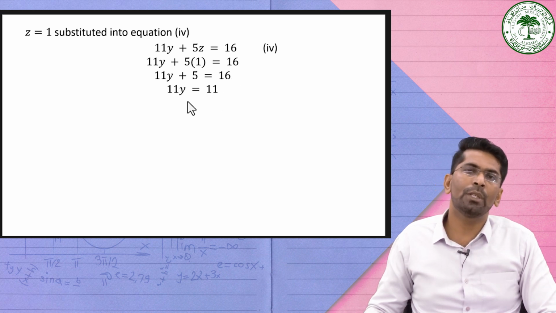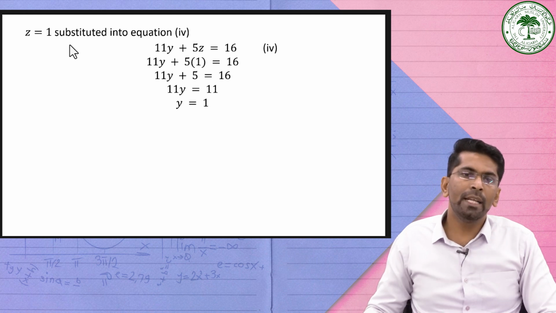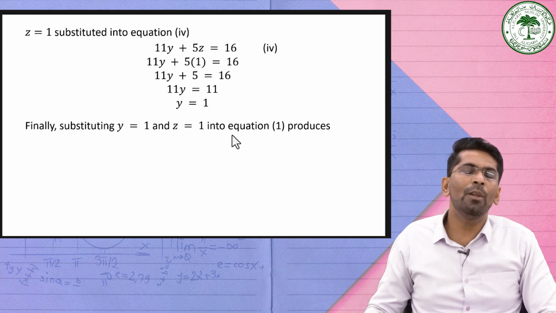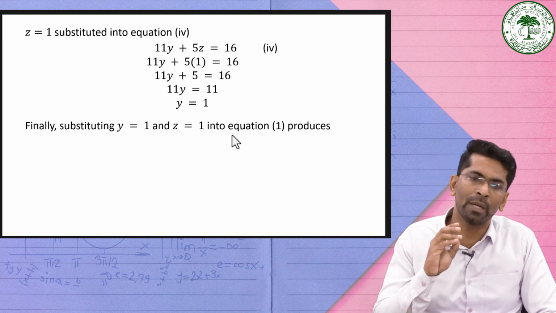Dividing both sides of the equation by 11, y is equal to 11 divided by 11. So y is equal to, again it comes out as 1. So z is equal to 1, y is equal to 1. Now we have z is equal to 1 and y is equal to 1. We can substitute these values into either equation number 1, equation number 2 or equation number 3.